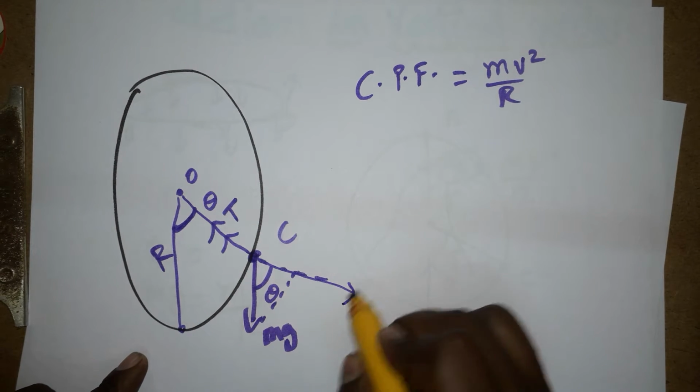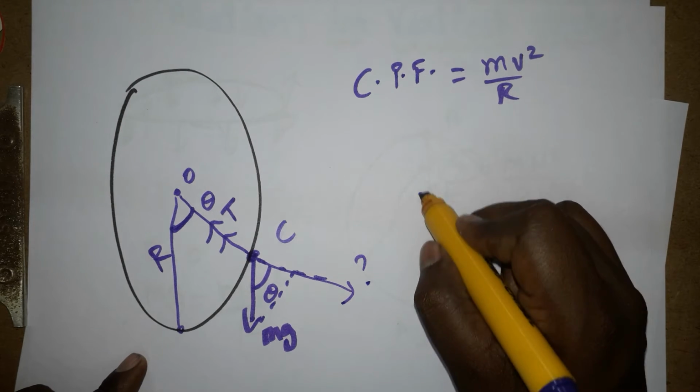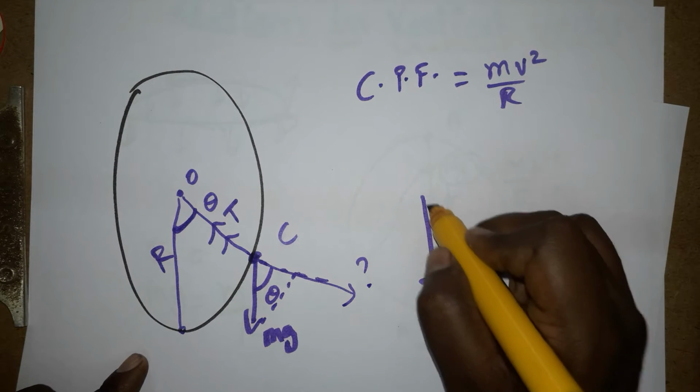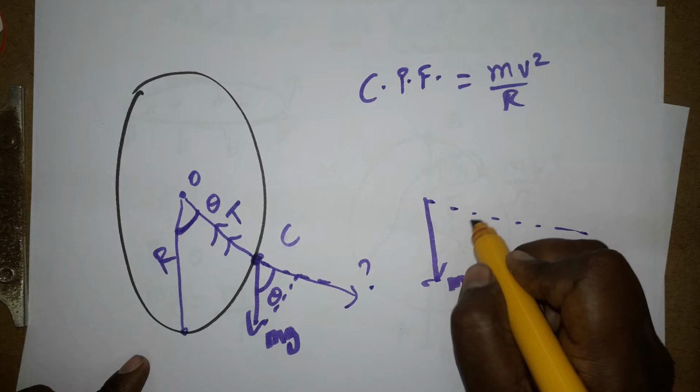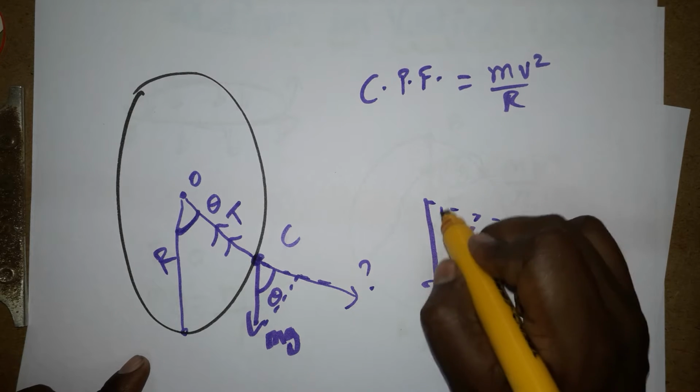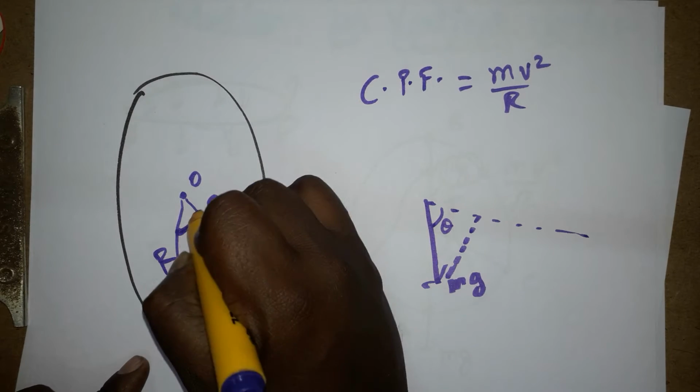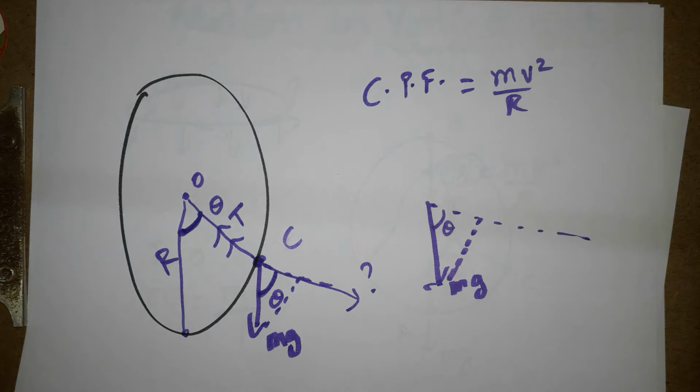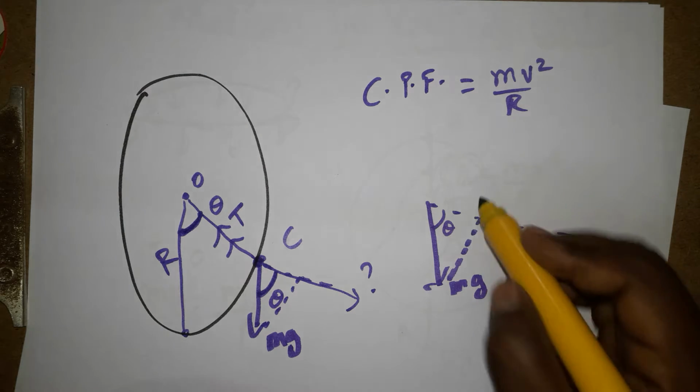Now, we have to see which is away from the center. We take this as mg, and this is outwards from the circle, and this we take as a right angle. This will be theta. This angle and this angle will be equal. Now, we are calculating what is outwards from the center.